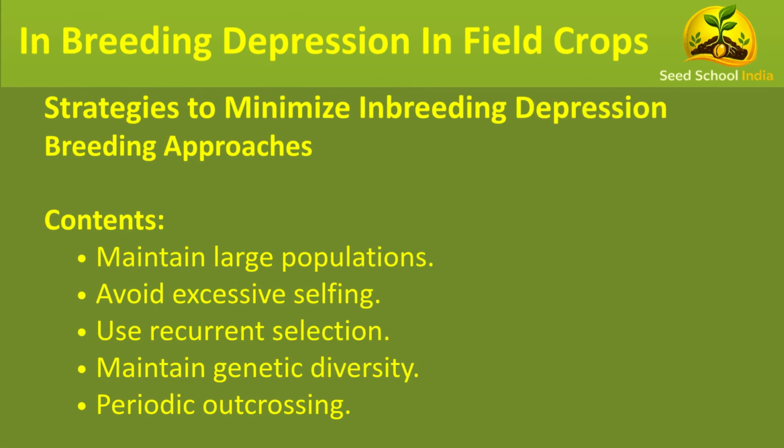Plant breeders use several strategies to minimize inbreeding depression. These include maintaining large breeding populations, avoiding unnecessary selfing, practicing recurrent selection, introducing periodic outcrossing, and conserving genetic diversity. Modern molecular tools also assist breeders in identifying harmful alleles and selecting superior parental combinations before crossing.